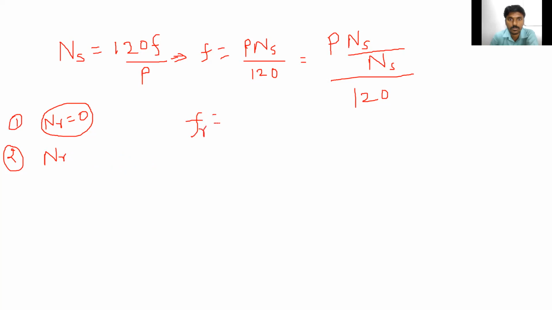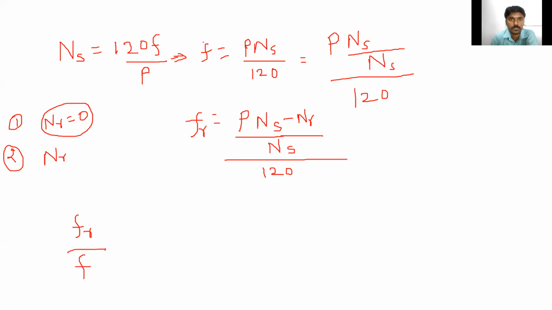From this equation, fr is equal to P into (Ns minus Nr) by Ns, divided by 120, because the motor speed is present. It is clear? So from this equation and from this equation, we can write here fr upon by f.